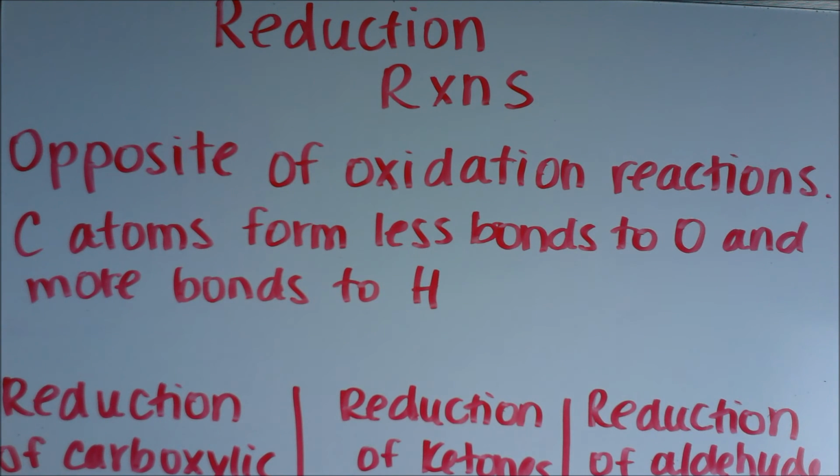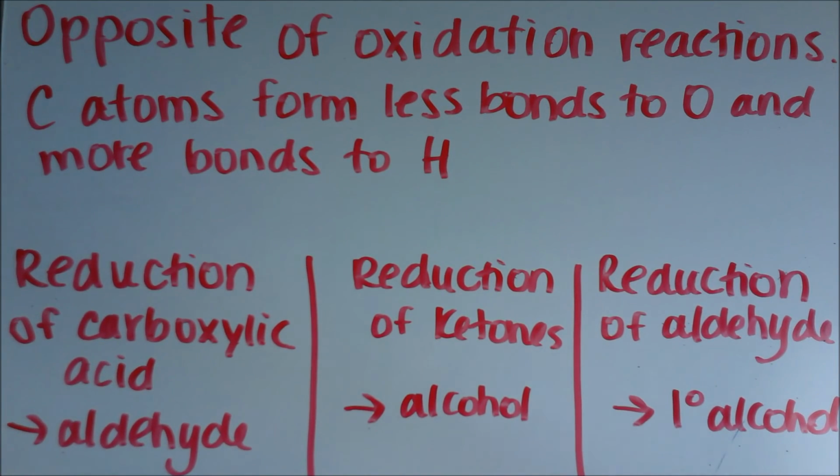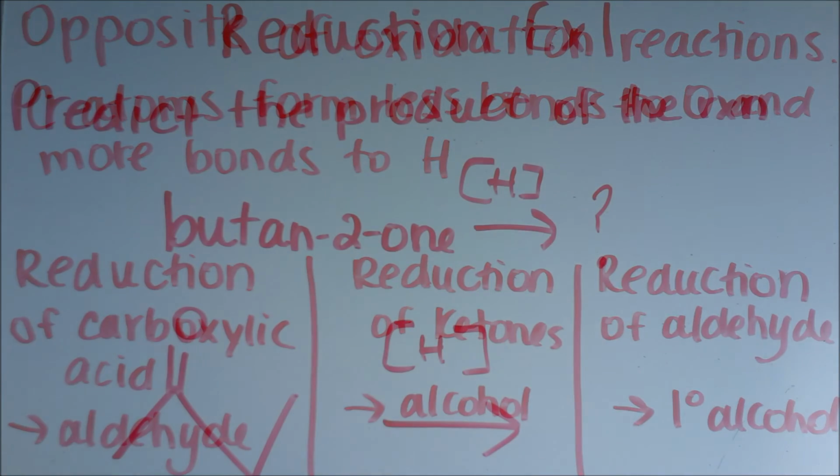Reduction reactions are the opposite of oxidation reactions. Carbon atoms form fewer bonds to oxygen and more bonds to hydrogen. The reduction of a carboxylic acid will result in an aldehyde. The reduction of a ketone will result in an alcohol. The reduction of an aldehyde will result in a primary alcohol.